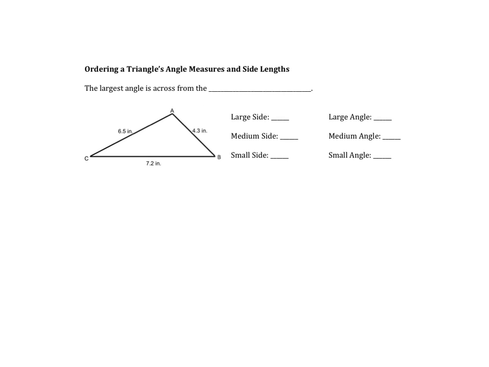All right, order the triangle's angle measures and side lengths. The largest angle is across from the largest side. And that should make sense. The larger the angle, the more this opens up, the longer the distance that we have to cover there.